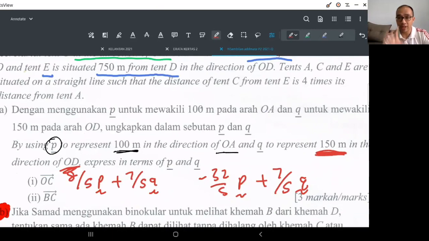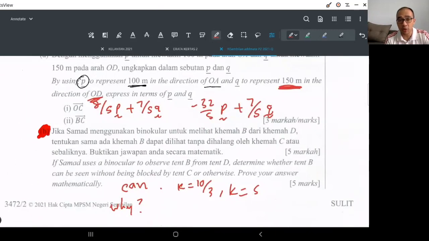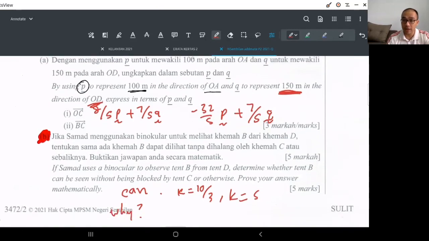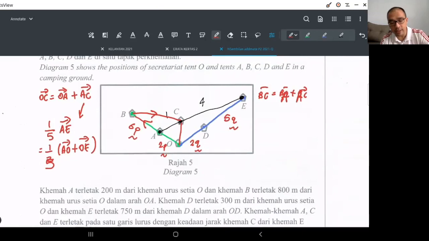But that's not the half of it. The second part is the one which is quite confusing. Now, if someone uses a binocular to observe tent B from tent D, determine whether tent B can be seen without being blocked by tent C or otherwise. Prove your answer mathematically. So we have to assume first that these three are on a straight line.